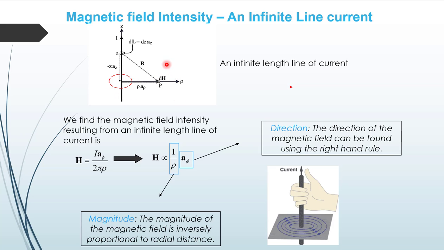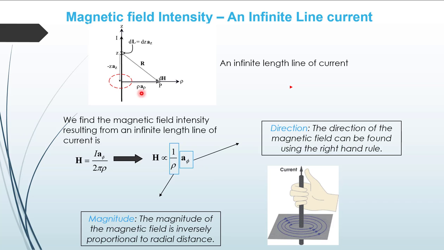Because of this, the intensity equation we got is H is equal to I divided by 2 pi r, or I divided by 2 pi rho. Rho is the distance between this point P and the filament, and a phi cap is the unit vector in the direction of increasing phi. So from this equation it can be clearly seen that the magnitude of field intensity is inversely proportional to the radial distance.